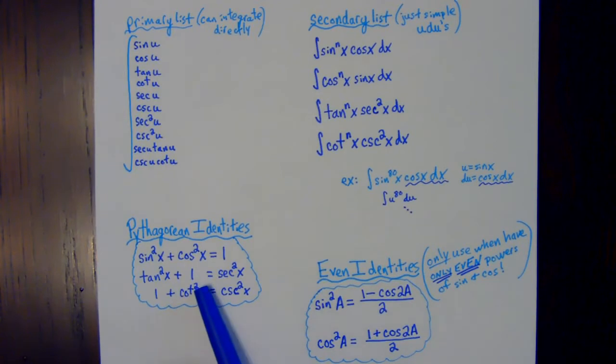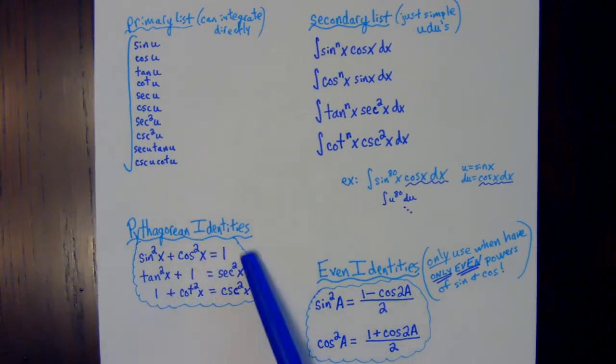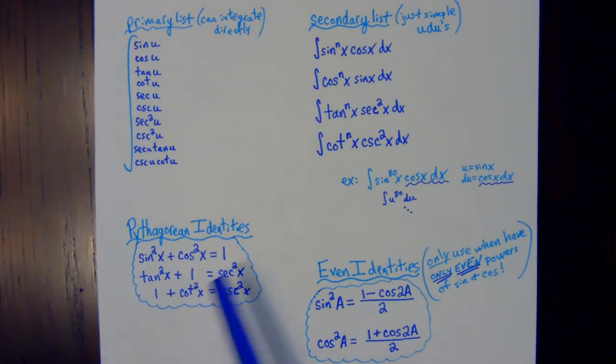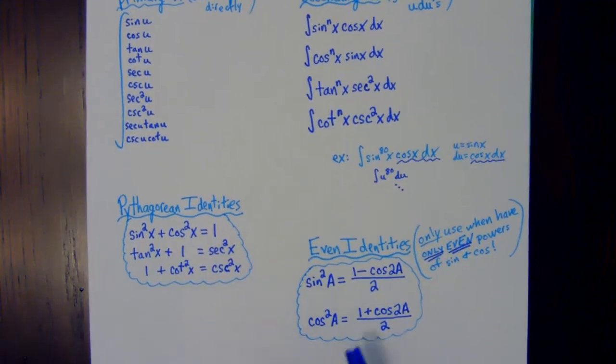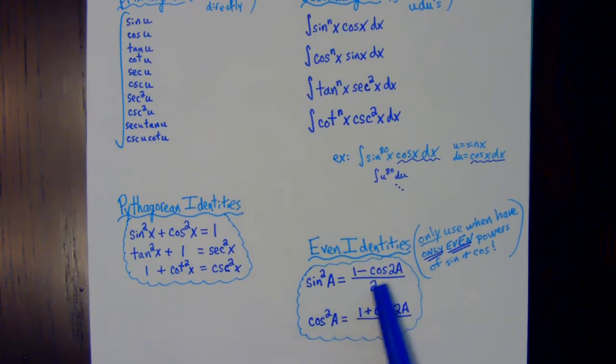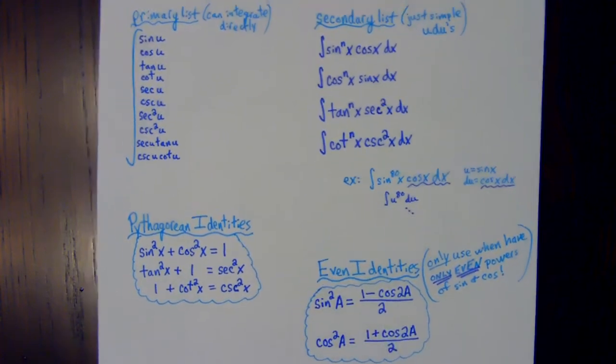The Pythagorean identities, we got to make sure we really know these like the back of our hand, right? So make sure we got those down and variations of those. These even identities, I'm going to prove to you where those come from in a little bit, and I'll refer to those when we're going to use them, but hold off on that right now. But there's some helpful things right there.